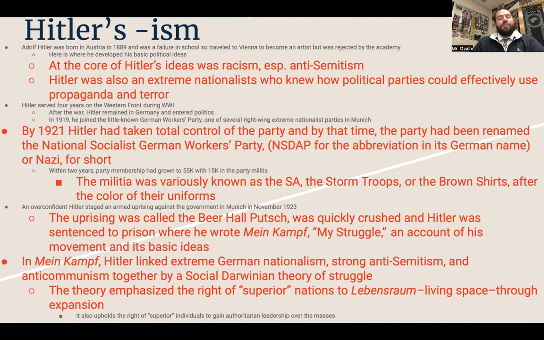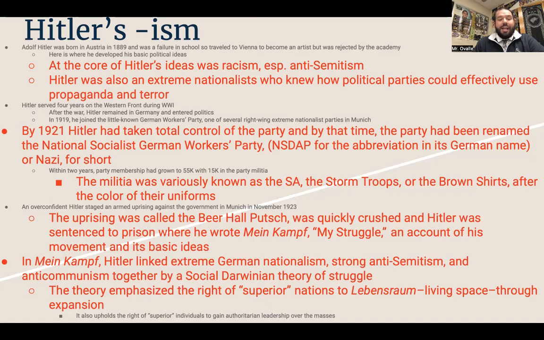The militia is variously known as the SA, the Storm Troops, or the Brown Shirts, after the color of their uniforms. Test question. An overconfident Hitler, after seeing how Mussolini did it in Italy, is going to try and do the same thing in Munich, stage an uprising against the government in November 1923. The uprising is called the Beer Hall Putsch. I think I said that right. Putsch. And it was quickly crushed, and Hitler was sentenced to prison, where he wrote Mein Kampf, My Struggle, an account of his movement and its basic ideas.